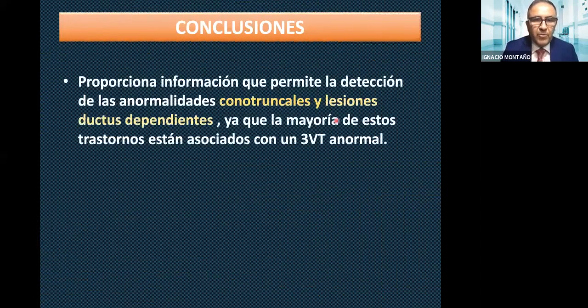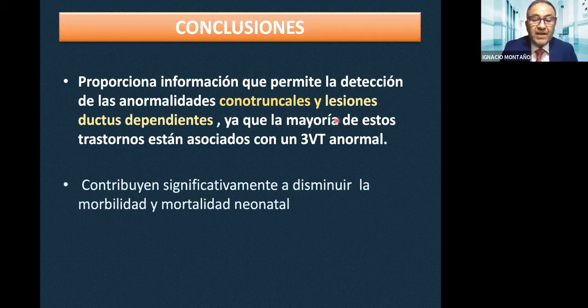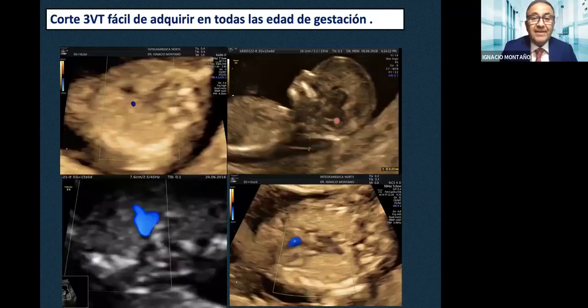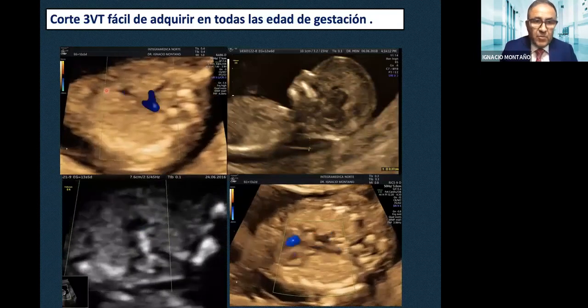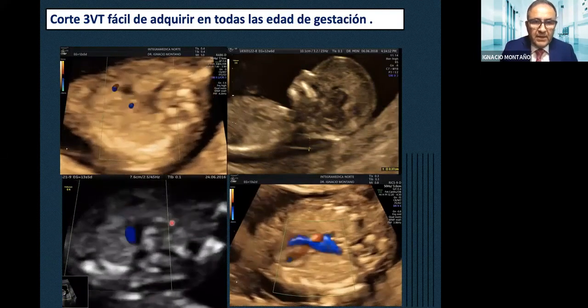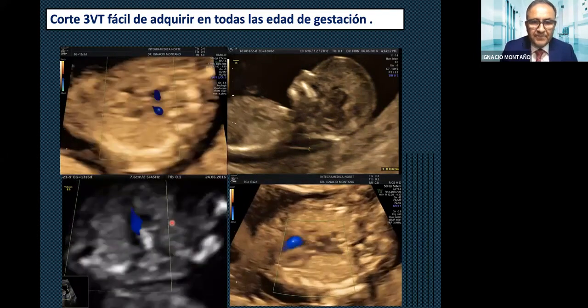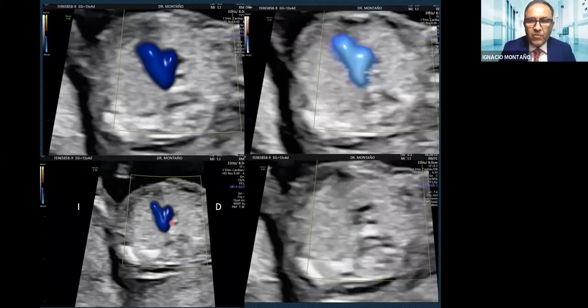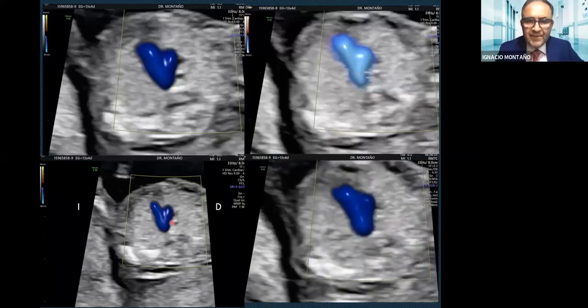In conclusion, we can say that the 3VT view provides information that will allow the detection of conotruncal abnormalities and ductus-dependent lesions. Most of these disorders are associated with an abnormal 3VT view. It helps reduce neonatal morbidity and mortality. The three-vessel trachea view is generally easy to obtain across all gestational ages, including in the first trimester. Here we can see a three-vessel trachea view in a 13-week pregnancy. Once again, this is a normal three-vessel trachea view in a 13-week pregnancy.